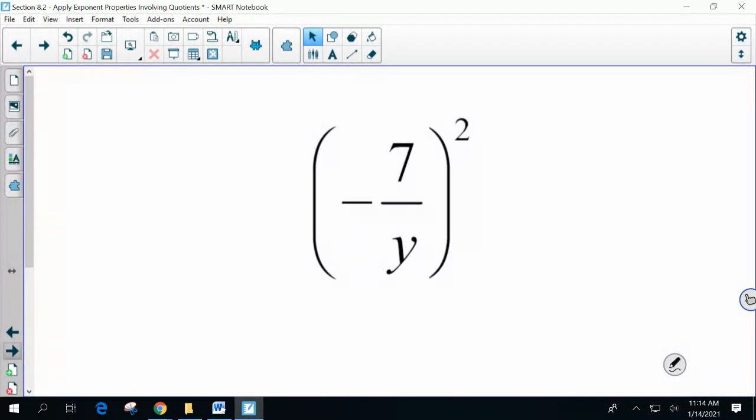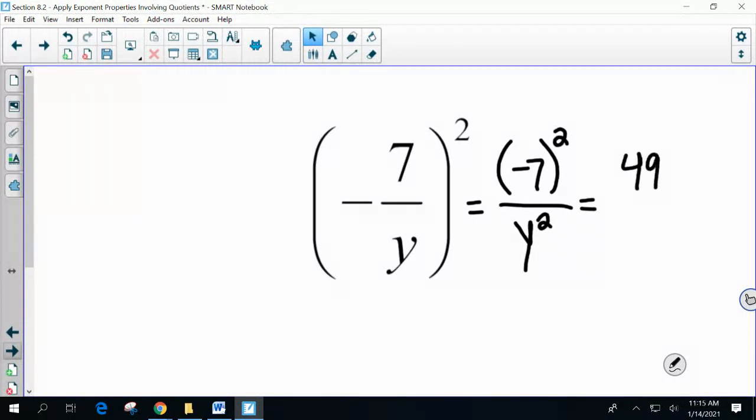Okay, negative 7 over y squared. Notice the negative sign is in front, and it's not really assigned to the numerator or denominator. You have to pick one of them to assign it to, and you can't give it to both of them because a negative over a negative would give you a positive. So I'm going to assign it to the 7 and make negative 7 squared over y squared. And then I would calculate that and get positive 49 over y squared.